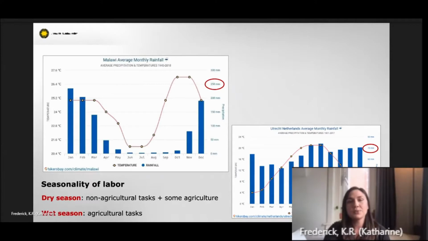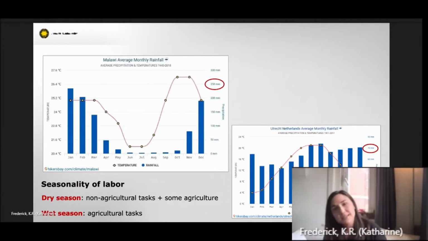So as a result of this, the rhythm of life in sub-Saharan Africa for these farming communities is dictated by these seasons, and so is the way that they allocate their labor throughout the year. During the dry season, which is sometimes referred to as the non-agricultural or slack season, mostly non-agricultural tasks are carried out. This might be things like hut building or mending fences and weaving. Although depending on the context, some agriculture may also be carried out, as we will actually see in our case study of Malawi's Lower Shire Valley.